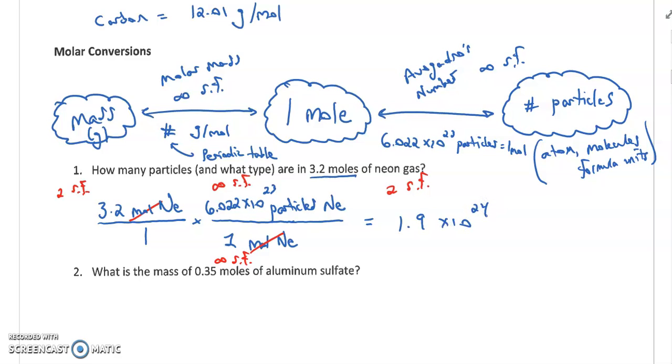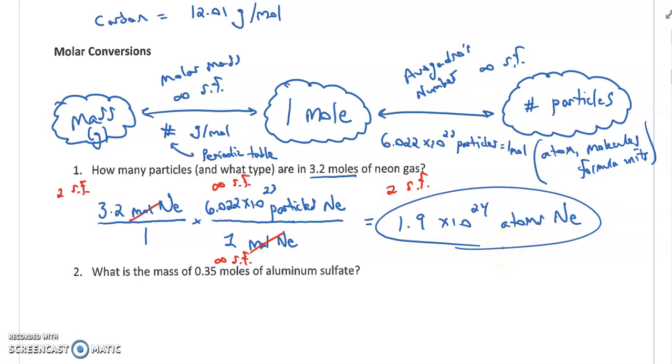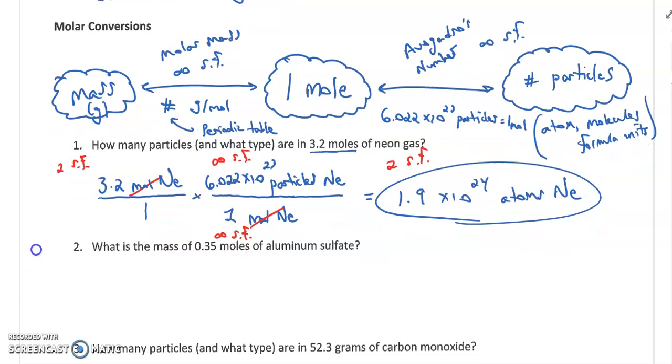the 24th. Now, instead of the word particles, I want to use the specific type of particle that applies to neon. Neon's an unbonded element. So I'm going to use the word atoms. So my final answer, 1.9 times 10 to the 24th atoms of neon. All right, let's move on to another.